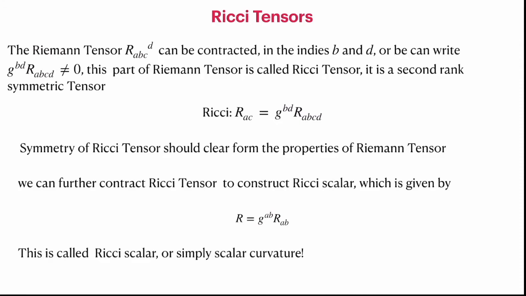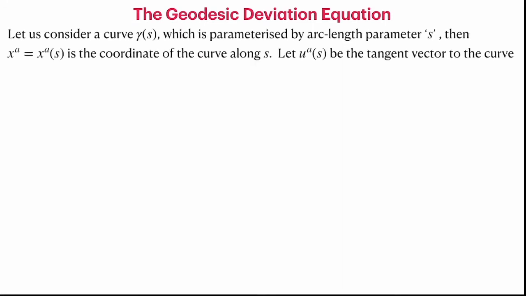Of course, let us get back to our geodesic deviation equation, which essentially gives the flavor of Riemannian geometry, that the geodesics are basically accelerated with respect to each other in the Riemann space. Let's consider a curve gamma of s, which is parameterized by arc length s. Then its coordinates are given by x^a equal to x^a(s). So this essentially is parameterized by arc length s.